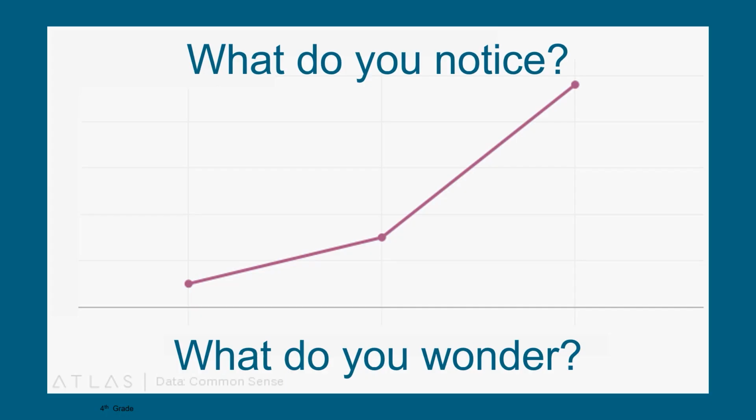This is called a line graph. What do you notice about this line graph? I notice that there are 3 points on the graph. I notice that the graph is going up. What do you wonder about this line graph? I wonder what the points mean on the graph. I wonder what kind of data the graph is showing us.